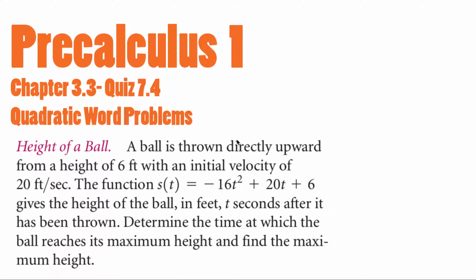Now, this might seem like a difficult problem, but in reality it's very simple. We just need to understand the concepts behind it. First of all, what type of function is s of t? Well, there's a t squared, so just by looking at it, you can guess accurately that this is a quadratic function.